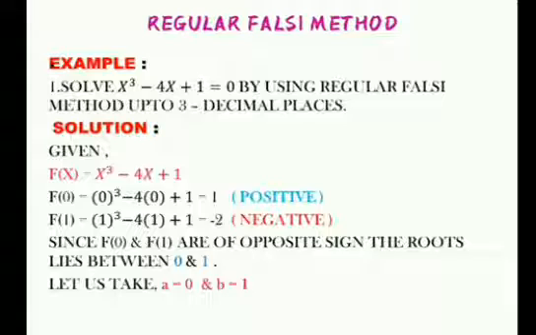Again we put x is replaced by 2. Then we get f of 2, and check whether it is positive or negative. It is negative. Now the positive and negative values lie between 0 and 1, so we stop this process here. Since f of 0 and f of 1 are of opposite sign, therefore the root lies between 0 and 1. Let us take a is equal to 0 and b is equal to 1.